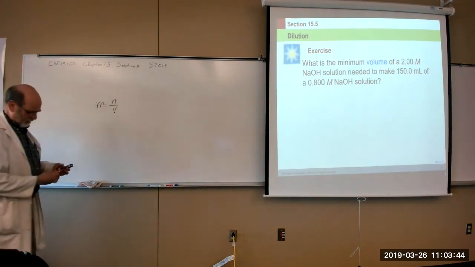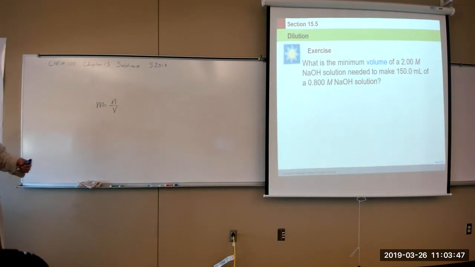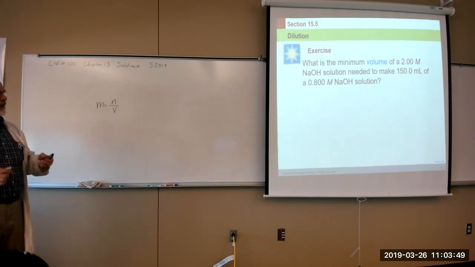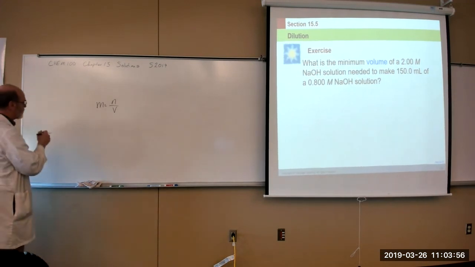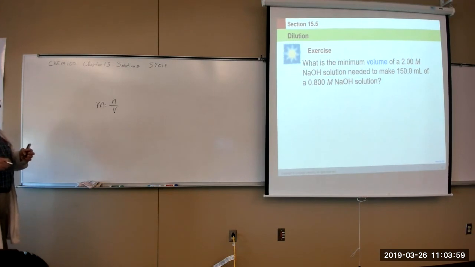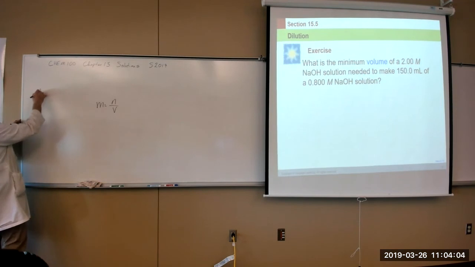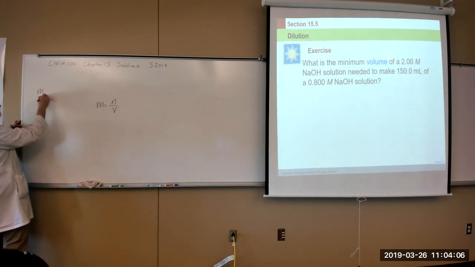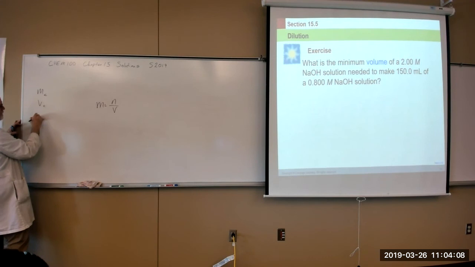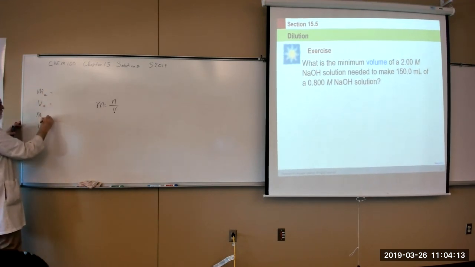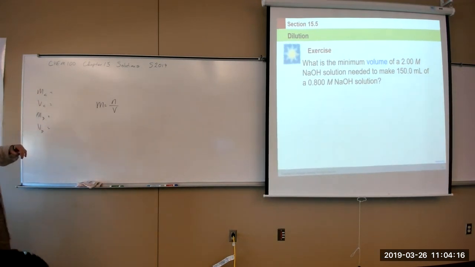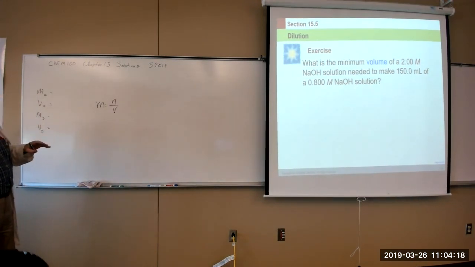So let's see. What's the minimum volume of 2 molar sodium hydroxide solution needed to make 150 milliliters of 0.8 molar? So in this case, it's probably a good idea, so that you use the formula correctly, to say what's concentrated, dilute, and dilute. Before you put them in the formula, identify what your information is.